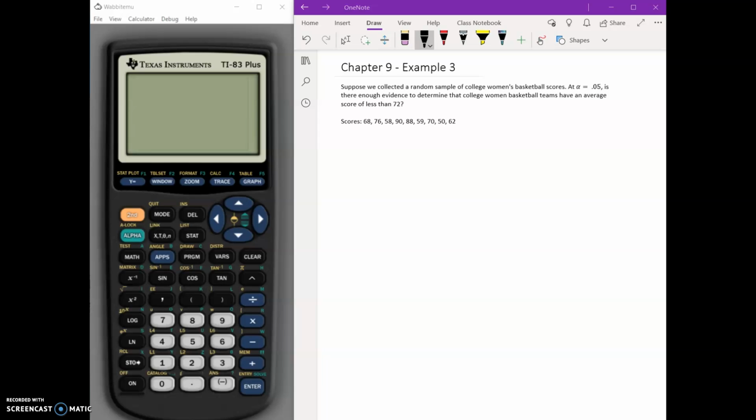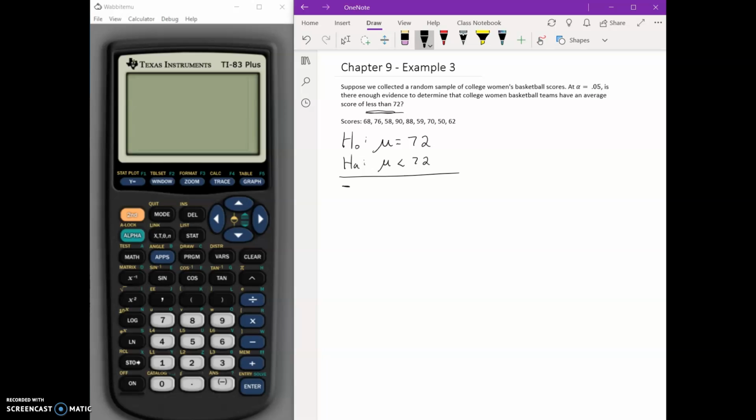Again, we always start out with our hypothesis testing with hypotheses. So we have our null hypothesis in this case. Again, we're looking at something about means, so we're going to have mu, and if there's no difference of 72, then it's going to be equal to 72. Our alternative hypothesis, we're wondering, in this case, is it less than 72? So we're going to have mu is less than 72.